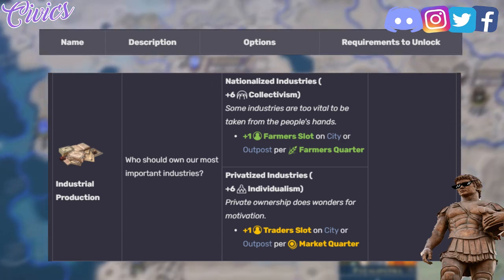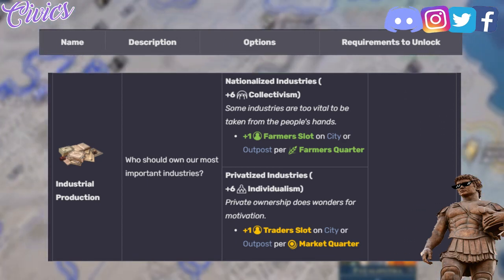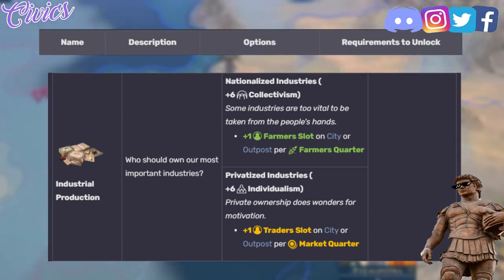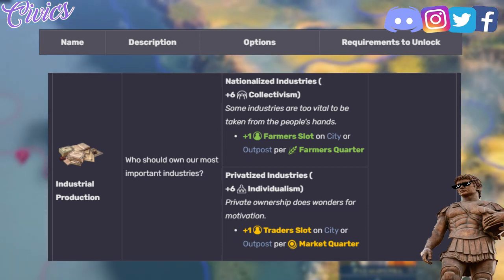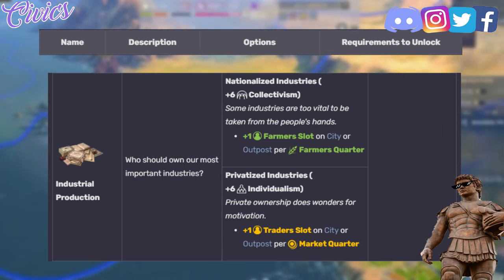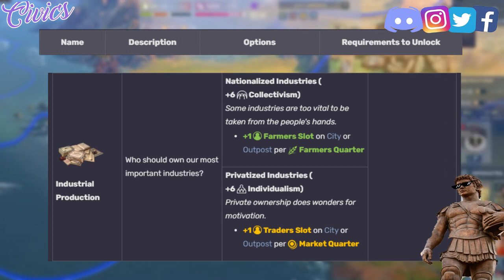Industrial production. Who should own our most important industries? Option A, nationalized industries, plus 6 collectivism. Some industries are too vital to be taken from the people's hands. Receive plus 1 farmer's slot on city or outpost per farmer's quarter.